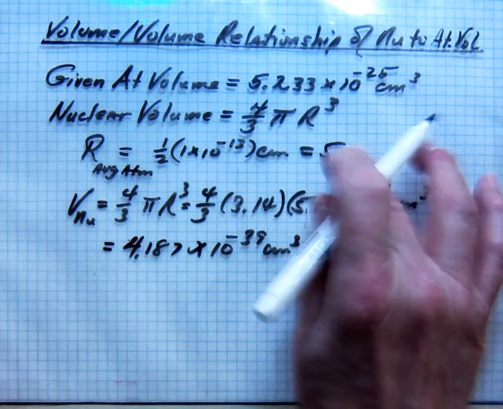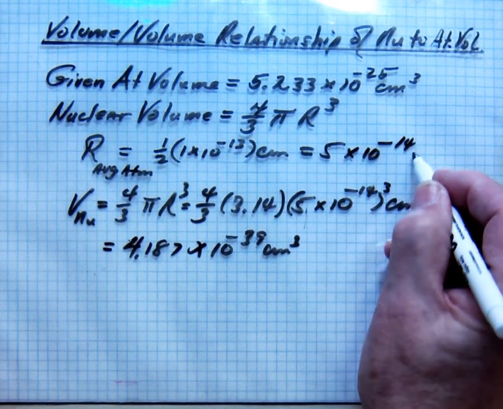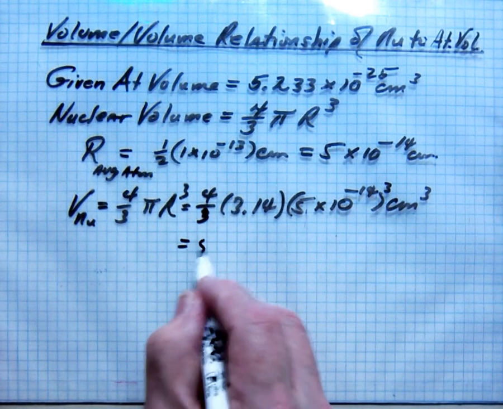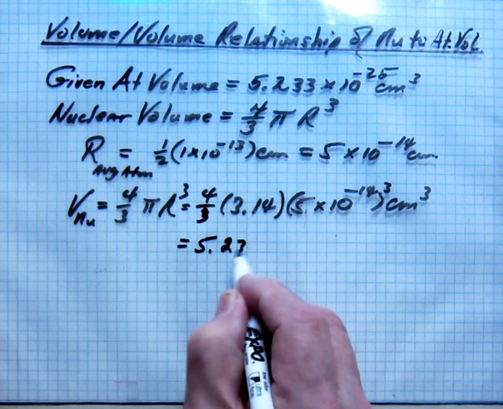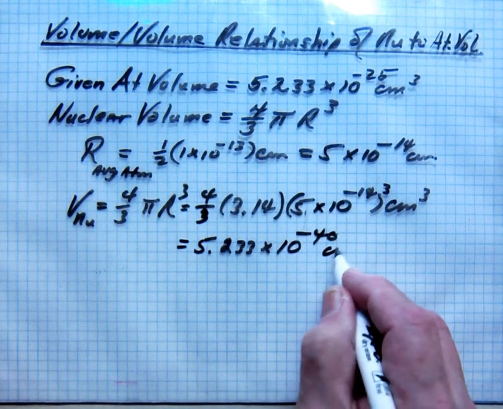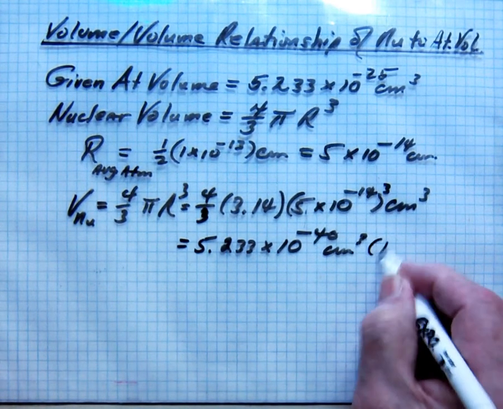Let me back this up here. 5 times 10 to the minus 14th centimeter. It's 5.233 times 10 to the minus 40 centimeters cubed. That's the nuclear volume.